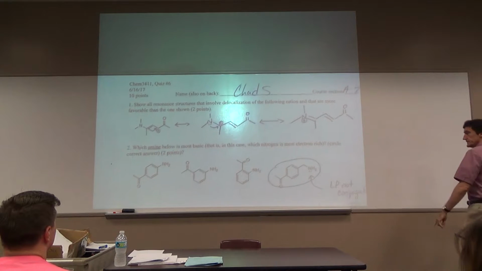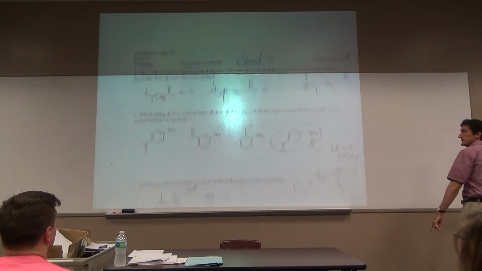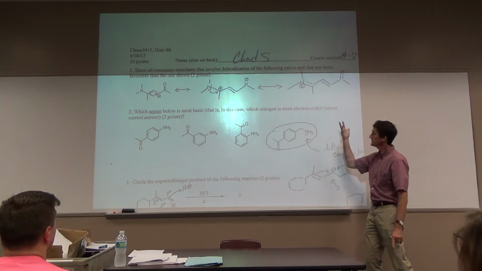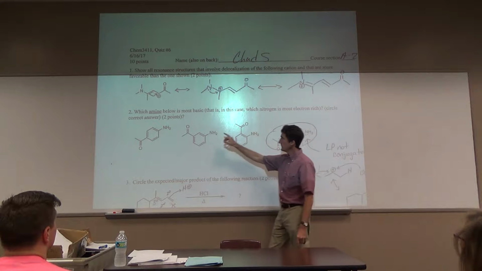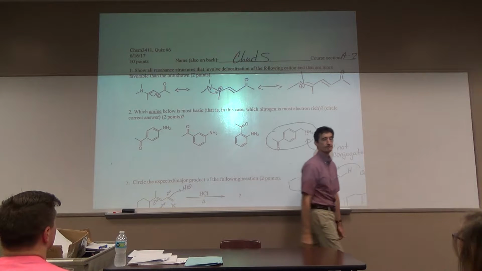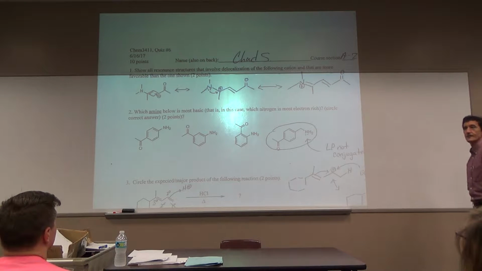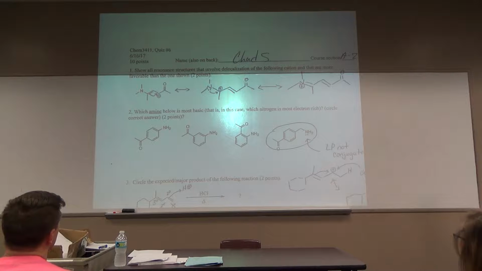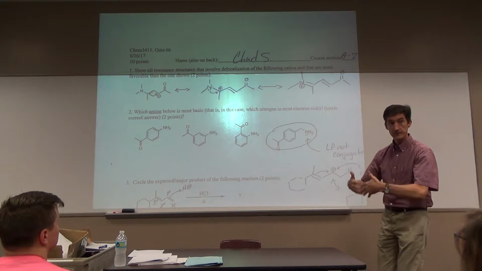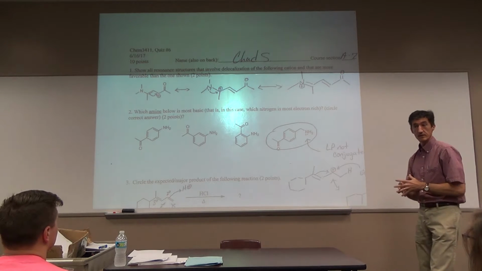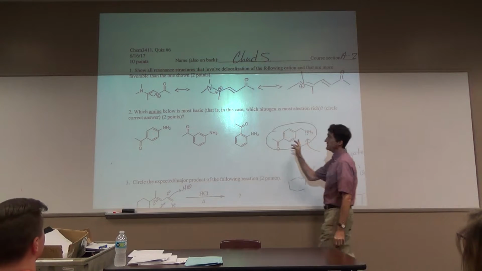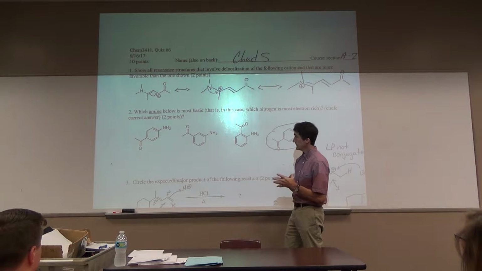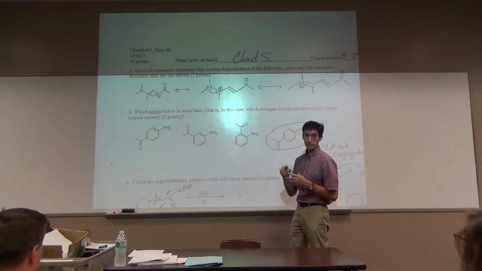The one on the end is most basic, most electron rich, and most reactive. In this one the lone pair is not conjugated. In these, the lone pair is conjugated. Conjugation is going to move the lone pair. We can place it on other atoms of the other carbons. Of those three, which is most basic?